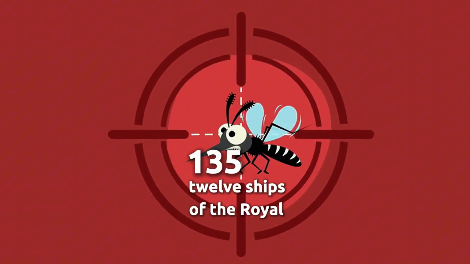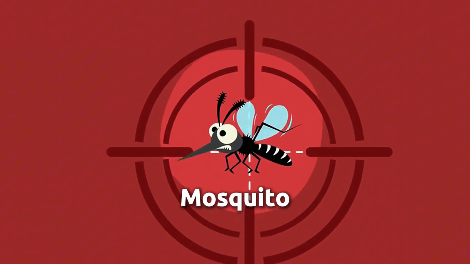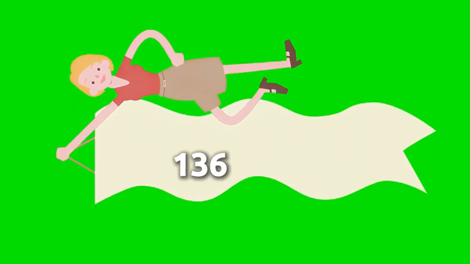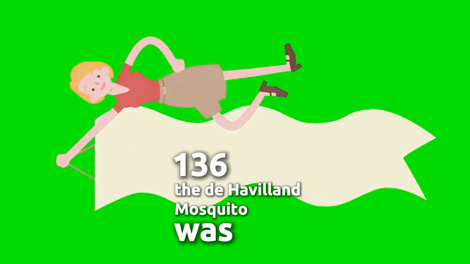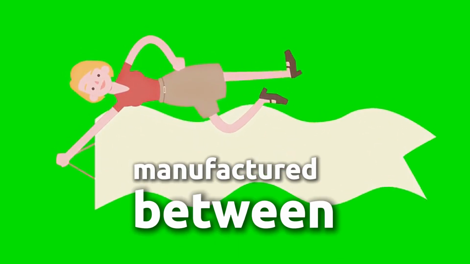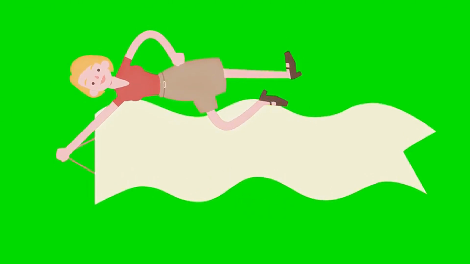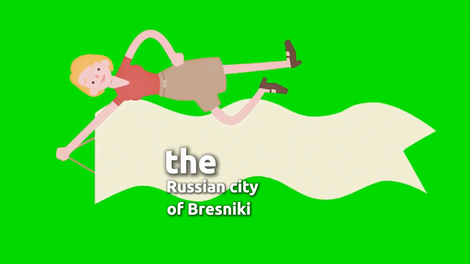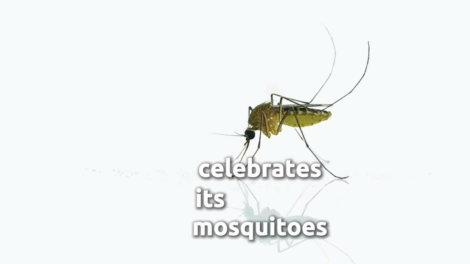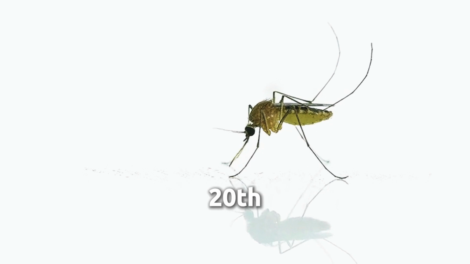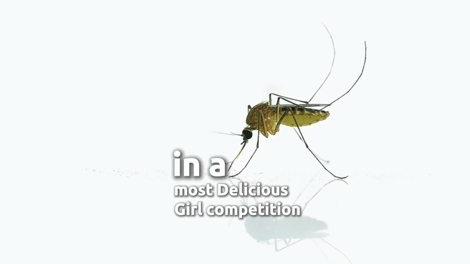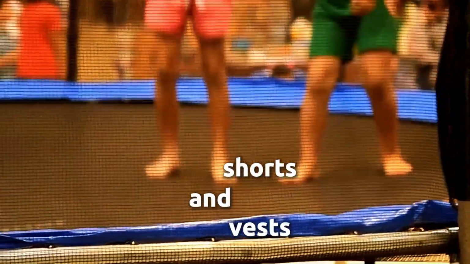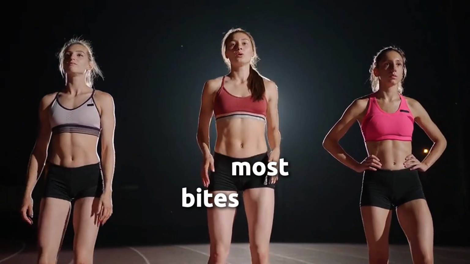Twelve ships of the Royal Navy have borne the name HMS Mosquito, or the archaic form of the name, HMS Musquito. The de Havilland Mosquito was a high-speed aircraft manufactured between 1940 and 1950 and used in many roles. The Russian city of Berezniki annually celebrates its mosquitoes from the 17th of July to the 20th in a most delicious girl competition. In the competition, the girls stand for 20 minutes in their shorts and vests, and the one who receives the most bites wins.